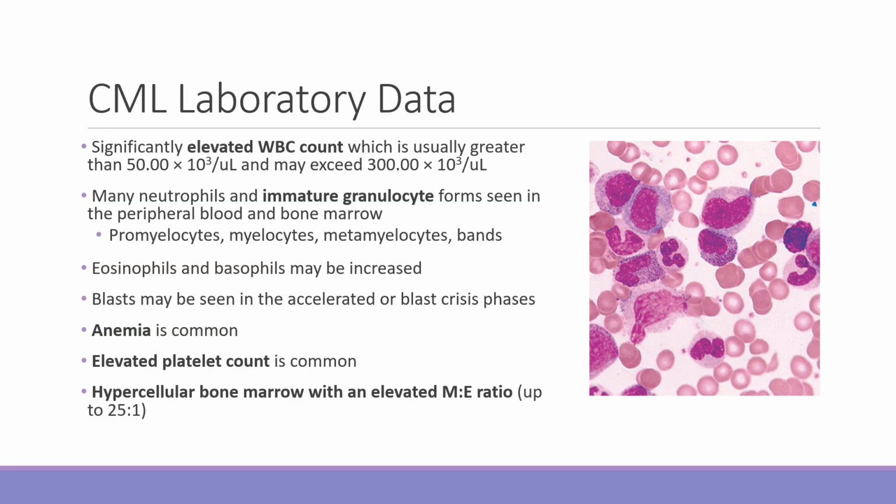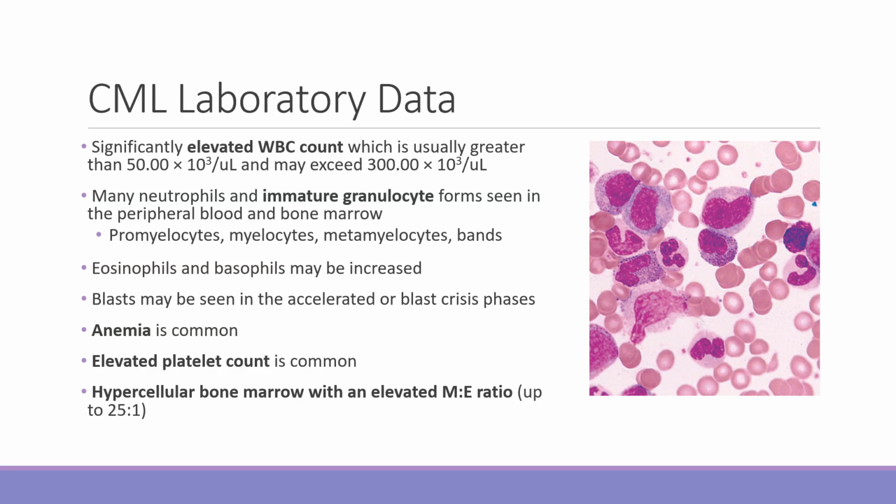Anemia is common, and that is obviously because even though we have a hypercellular bone marrow, we are still crowding out healthy bone marrow precursors. Red blood cell precursors are going to be crowded out by granulocyte precursors. We're going to have an elevated platelet count. And then again, this hypercellular bone marrow with an elevated ME ratio up to 25:1.